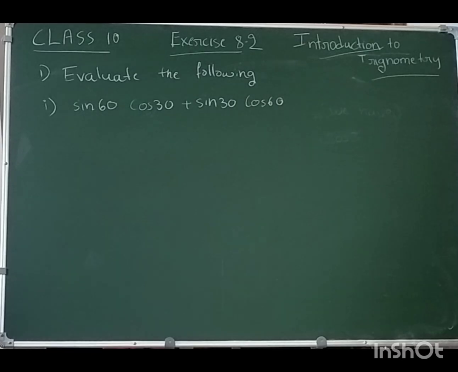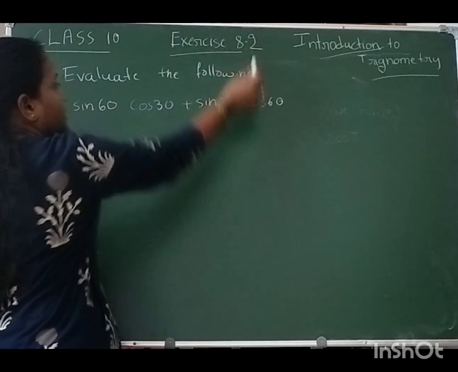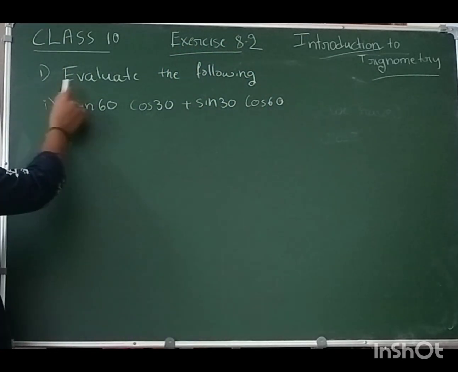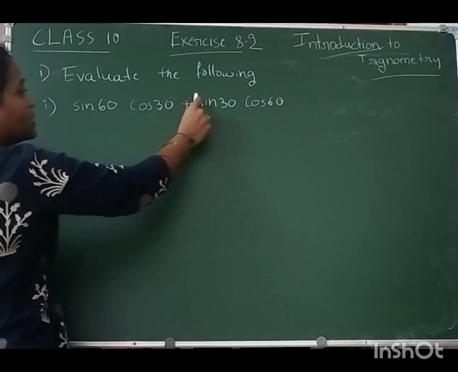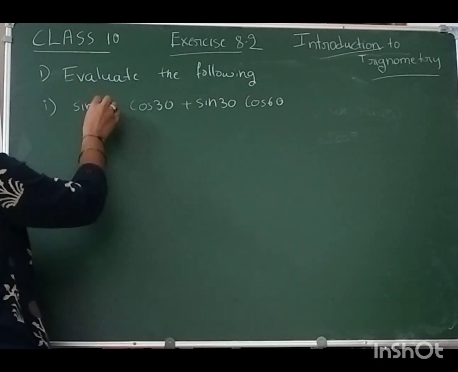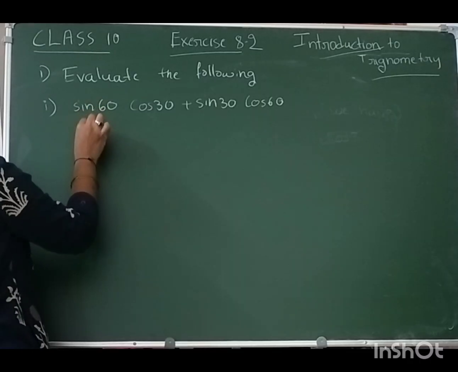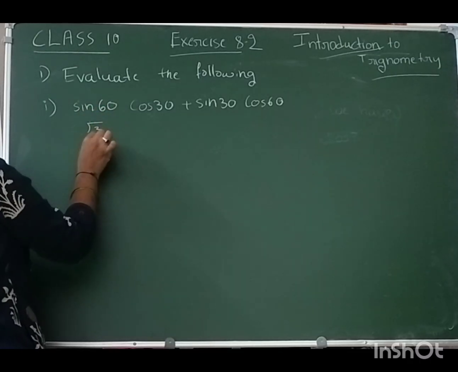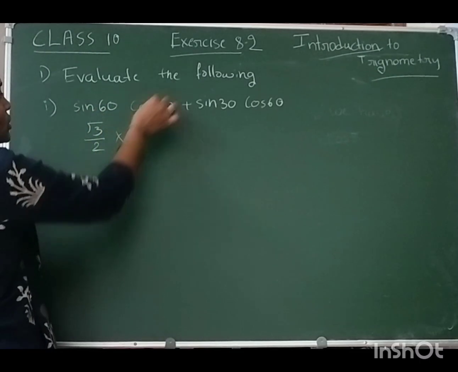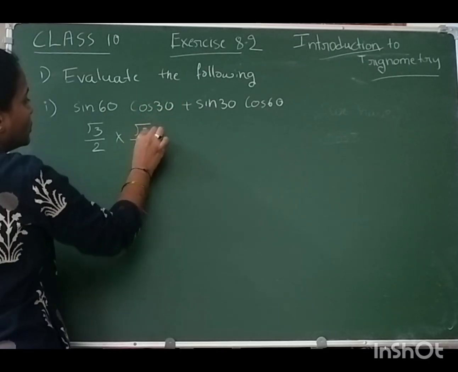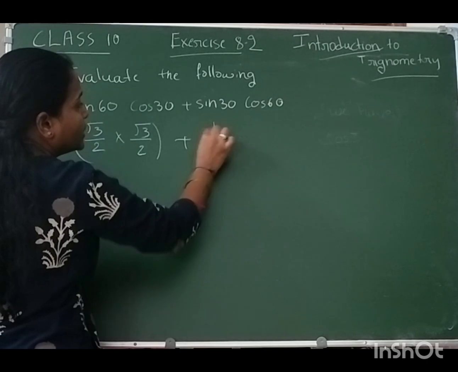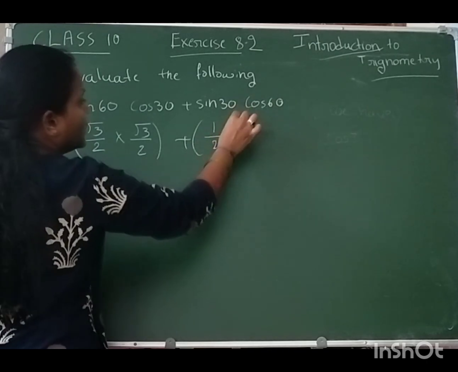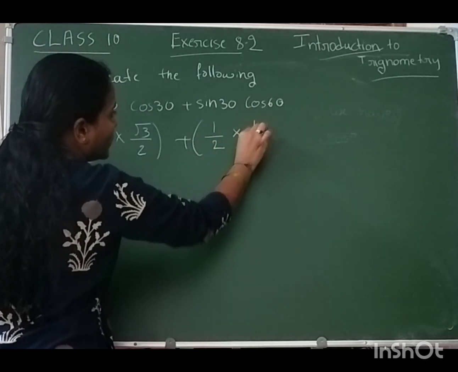Let's go to question number 1 of exercise 8.2. Evaluate the following, that is sin 60 cos 30 plus sin 30 cos 60. We know that sin 60 is root 3 by 2 and cos 30 is also root 3 by 2. By substituting the values, again for sin 30, we know that it is 1 by 2, and cos 60 also is 1 by 2.